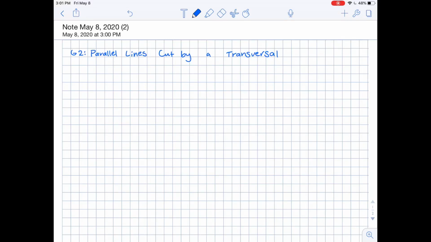Good morning. Today we are going to look at section G2, parallel lines cut by a transversal. So we're going to start off by looking at an image of what this is.